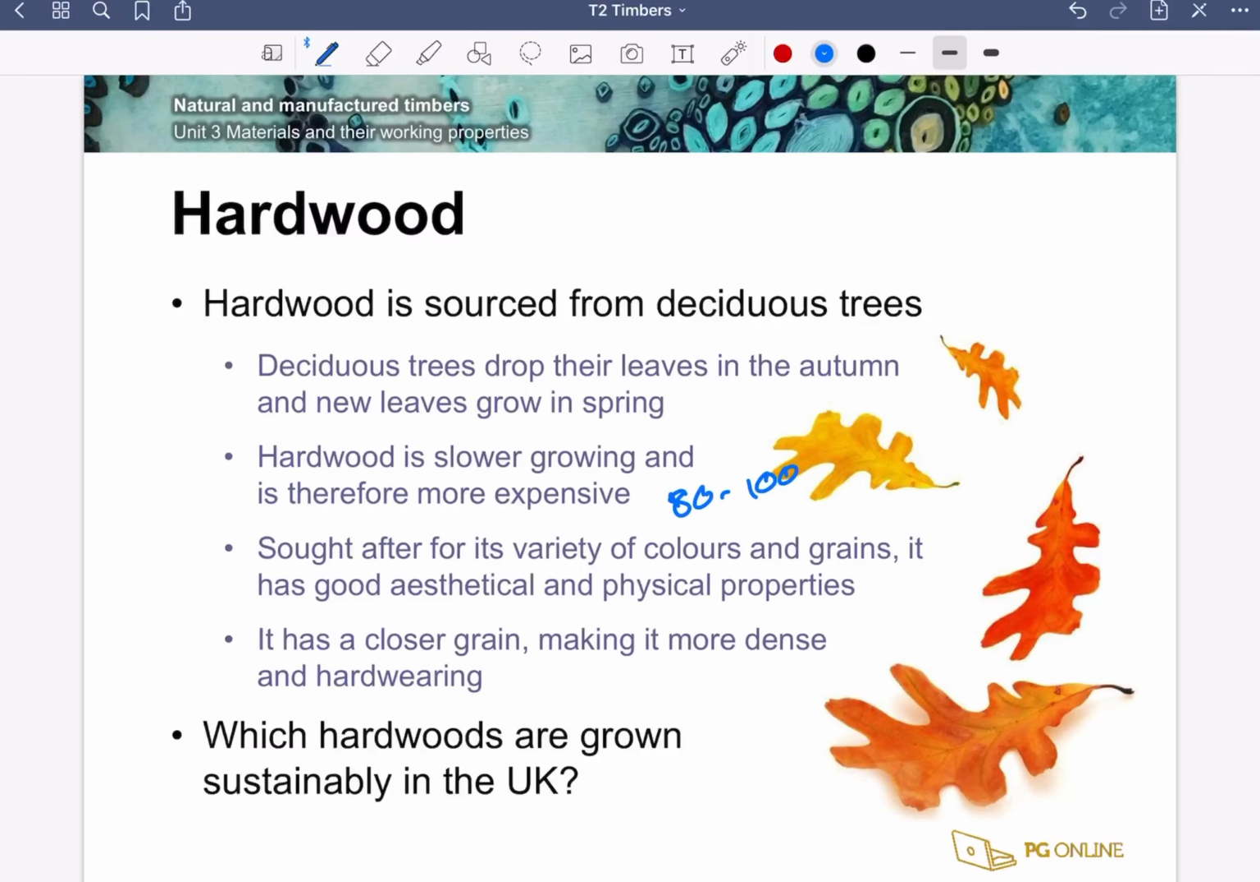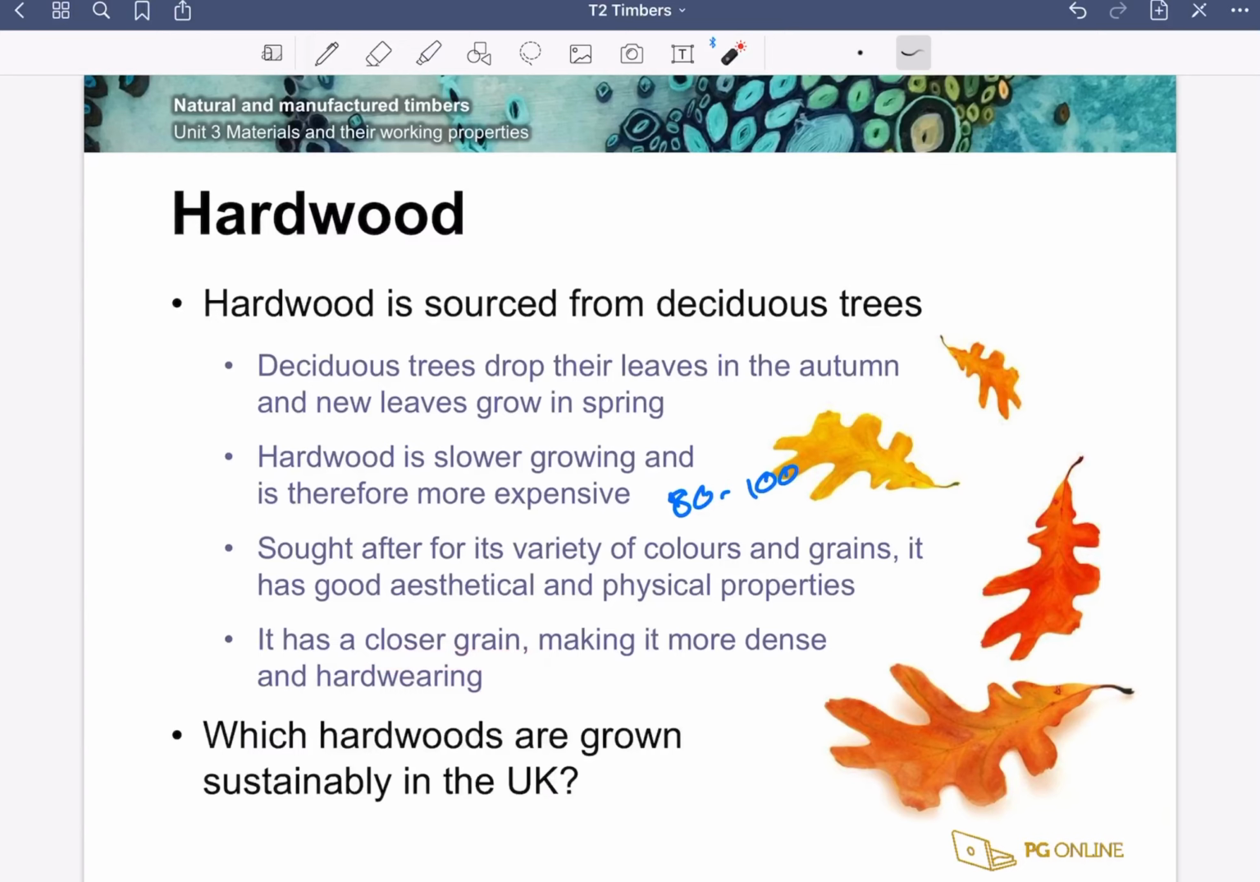It's sought after for its variety of colours and grains. It is a beautifully aesthetic material. There's mahogany and cherry and ash and beech, all these lovely hardwoods that we see, and we often see that they carry a premium, a cost to them because they've taken so long to grow, but they also look very, very aesthetic. It has a much closer grain structure.